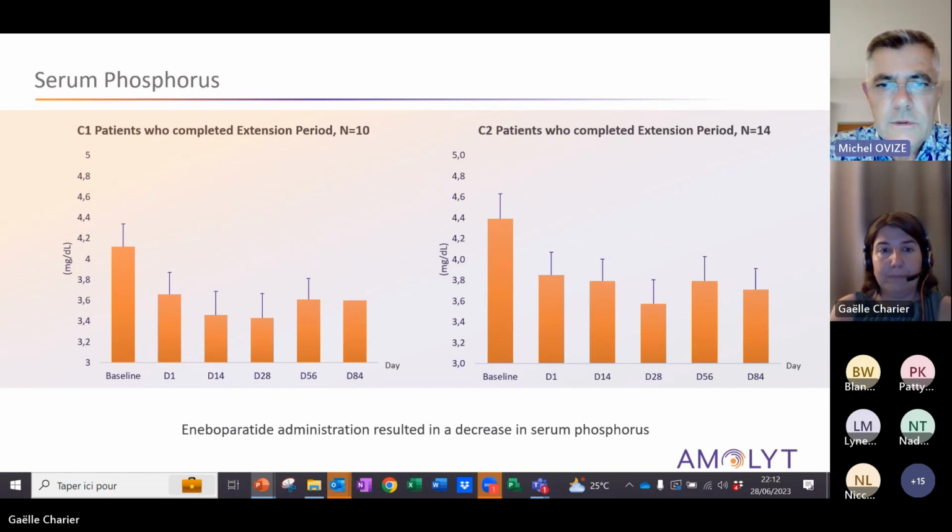Okay, serum phosphorus was decreased both in cohort 1 and in cohort 2. As you can see, we have a similar profile in the two cohorts. Very early, day 1, after the onset of eneboparatide treatment, you can see that serum phosphorus decreases and remains decreased all through the 3 months treatment period, both for cohort 1 and for cohort 2. Next.